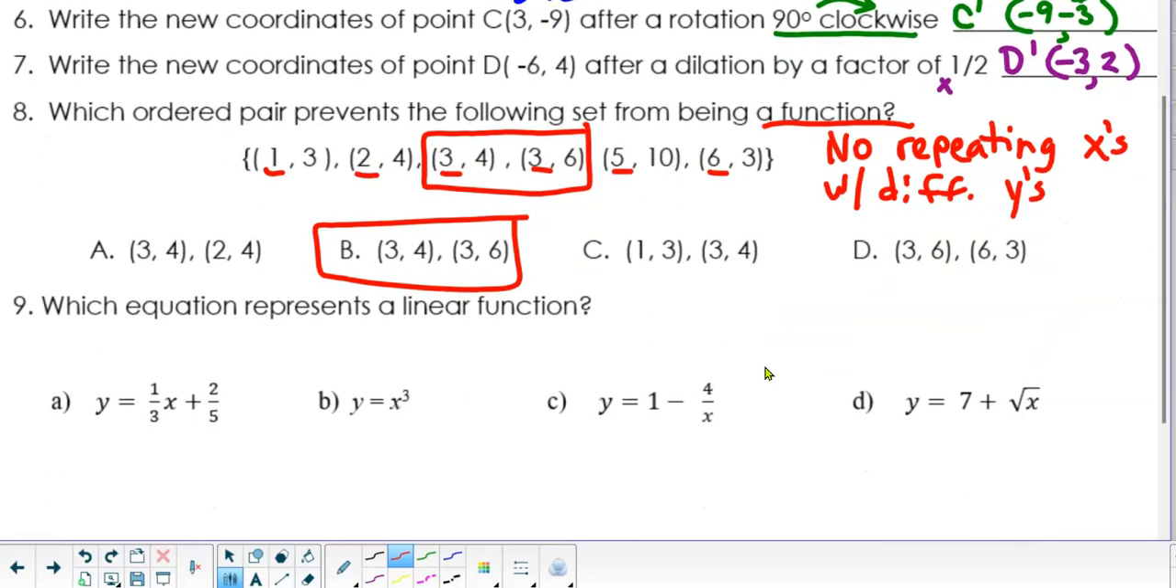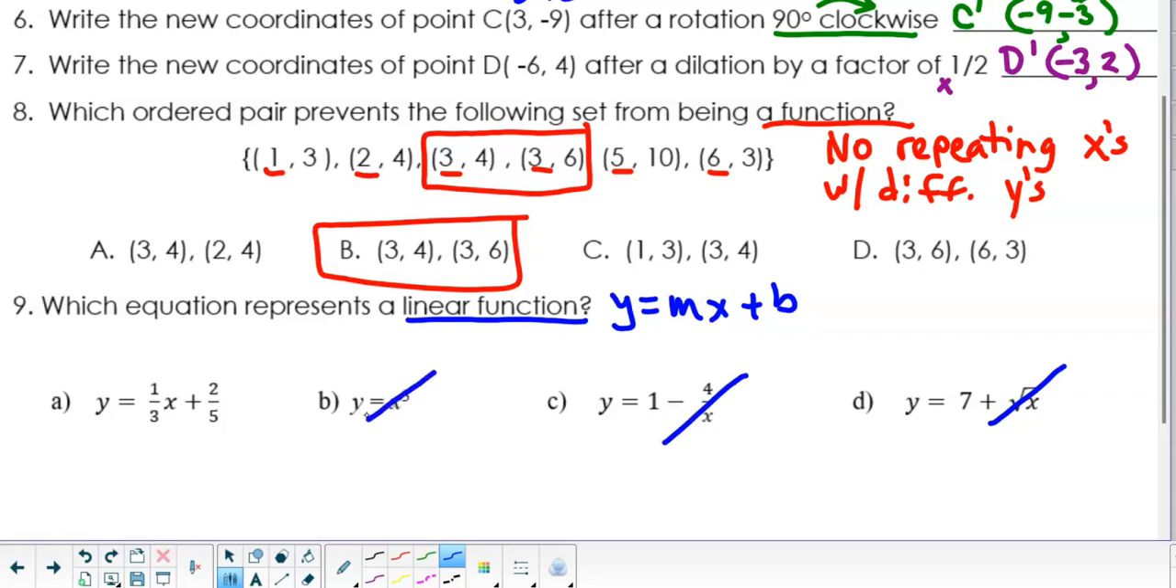Question number 9. Which equation represents a linear function? A linear function has to be able to be written in y equals mx plus b form. That means no square root signs, no variables in the denominator, and no powers other than 1. That means this one is the y equals mx plus b sentence.